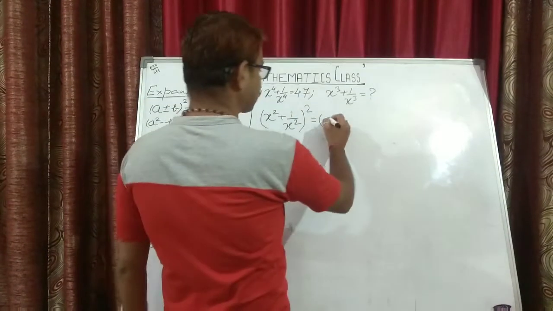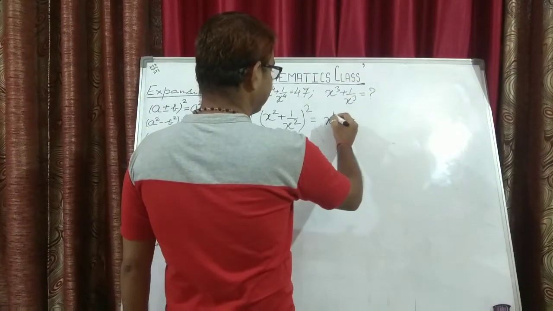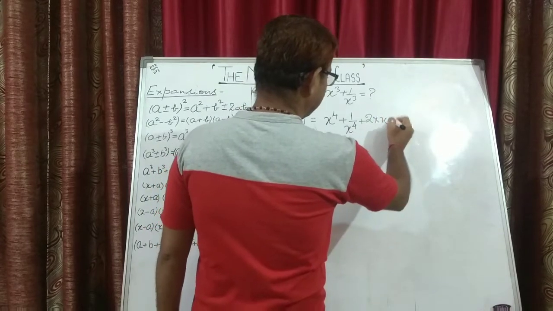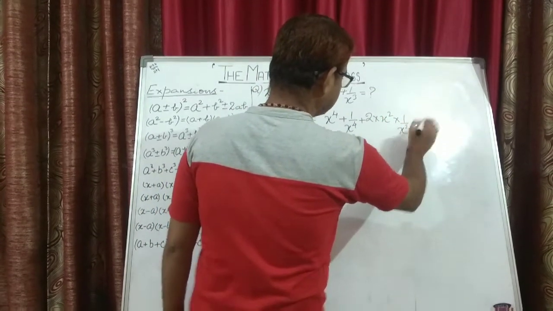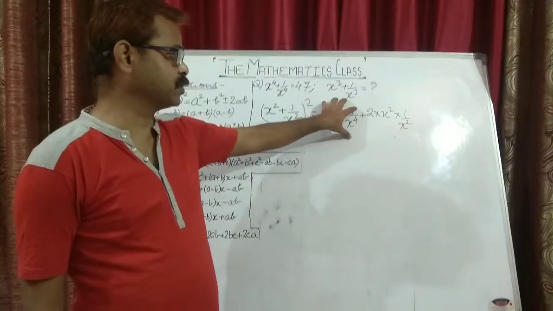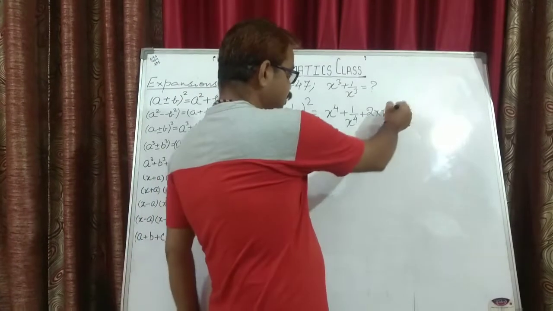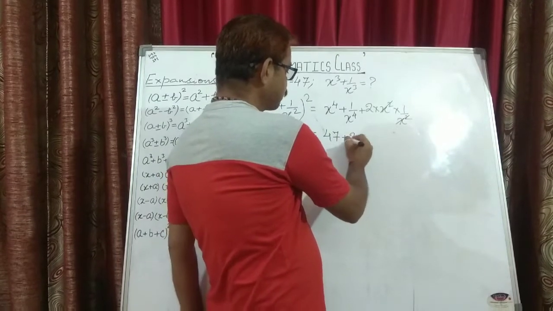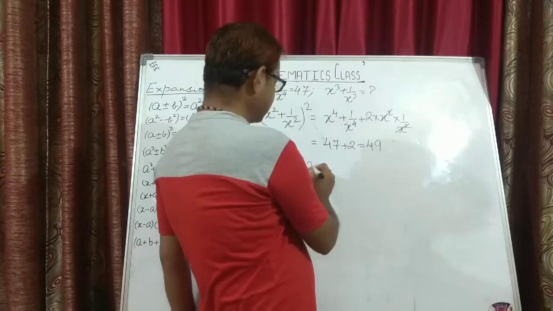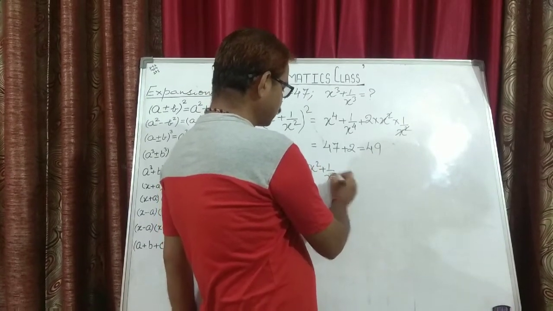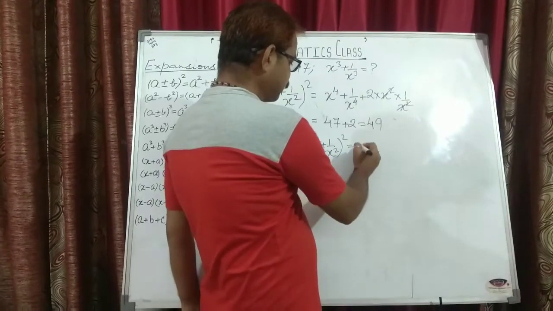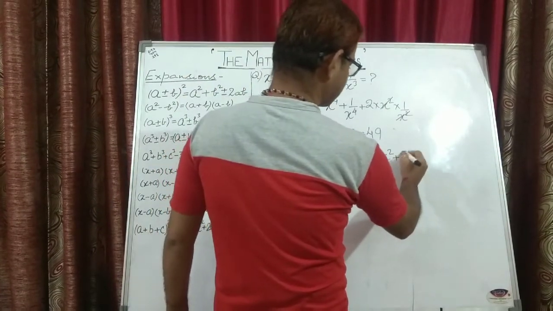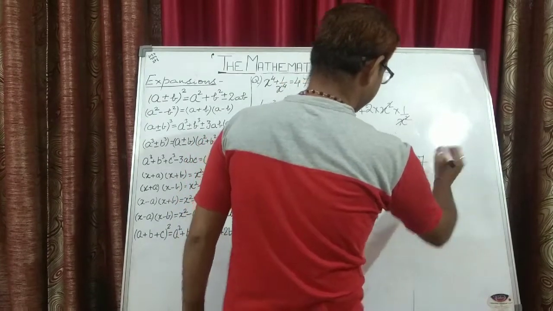So that is a square plus b square plus 2ab. Now this value is given to you as 47, and you can see that this numerator and denominator will cancel out, so only 2 is left. So this can be written as 47 plus 2, that is 49. It means you can say that x square plus 1 upon x square whole square, 49 can be written as 7 square. It means x square plus 1 upon x square is equal to 7.